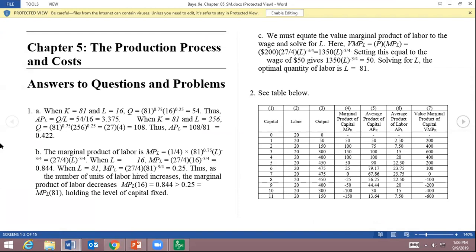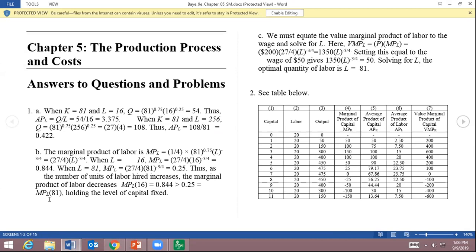All right, so what did we do last time? We did the theoretical part, the different types of functions: the linear function, the Leontief function, the Cobb-Douglas function, and we talked about the partial derivatives. So now let's actually do some examples.